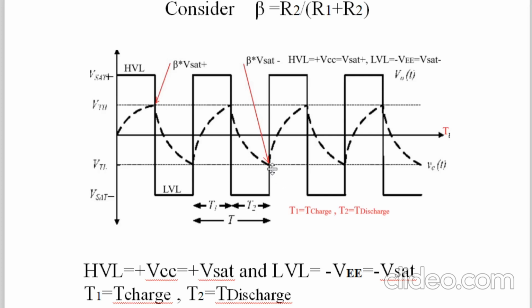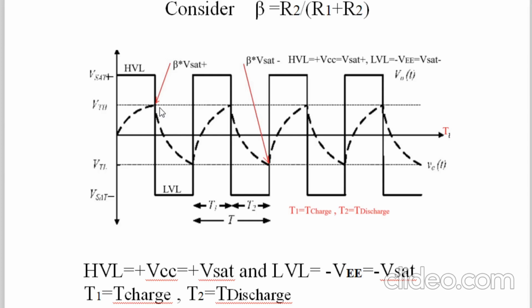So this is the voltage. Now why plus 6 only? Because our power supply is plus 12 volt and beta is half, because R1 equal to R2. Therefore, to what value the capacitor will charge is decided by the value of R1, R2 and the power supply.